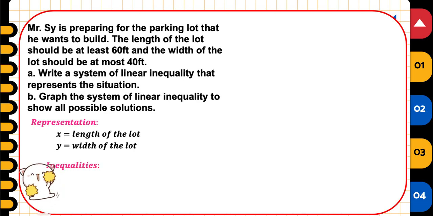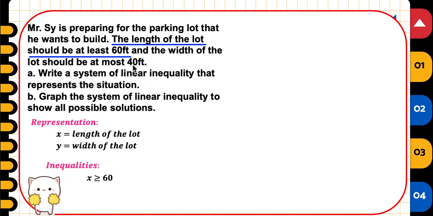For our inequalities, the first inequality will be on this statement: the length of the lot should be at least 60 feet. The length of the lot is represented as x. So that will be x. At least means greater than or equal to 60. So your first inequality is x is greater than or equal to 60.